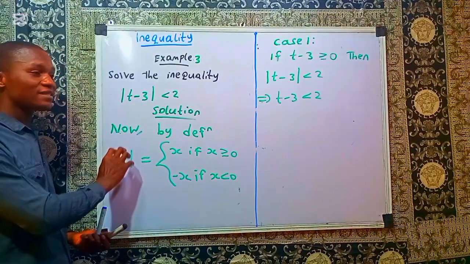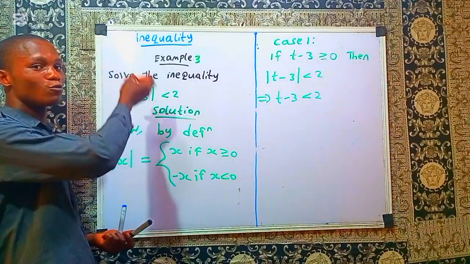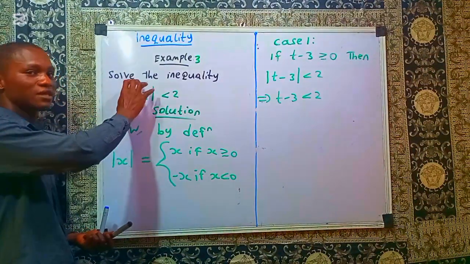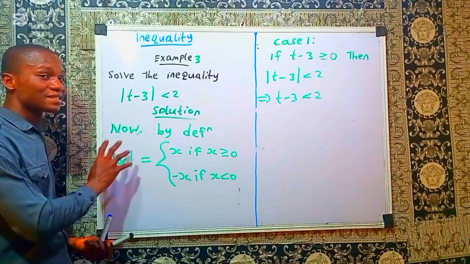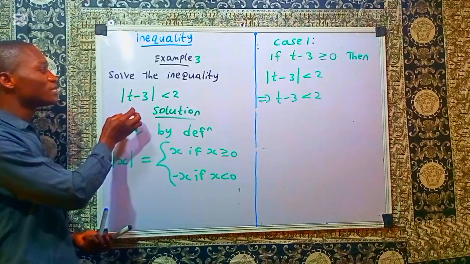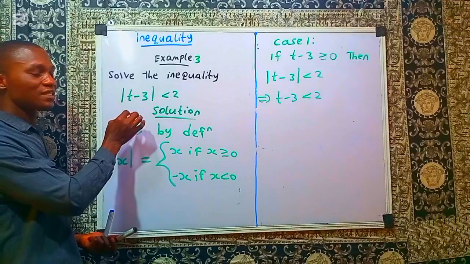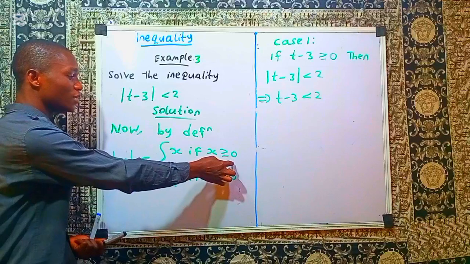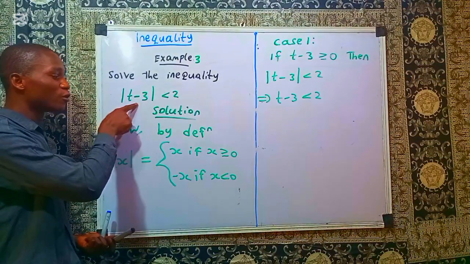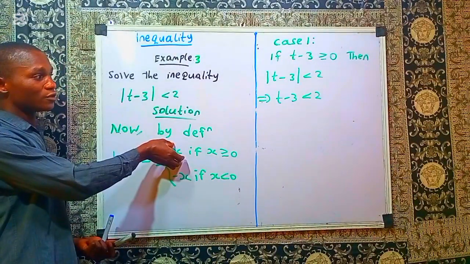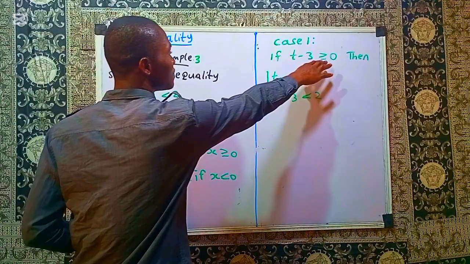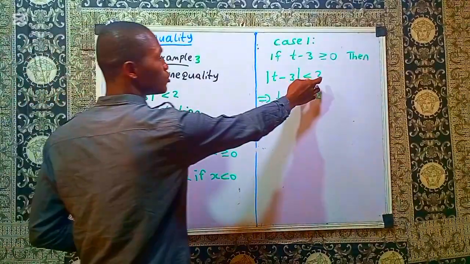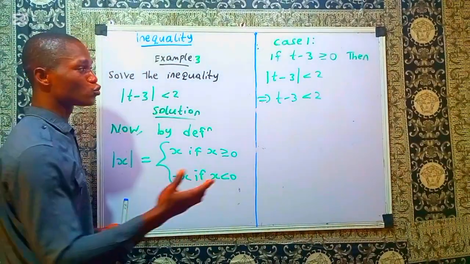So remember, x is the quantity inside the absolute value. What is the quantity inside this absolute value? The quantity inside this absolute value is t minus 3. So t minus 3 is acting as x in this definition. So which means that in case 1, if this quantity inside the absolute value is greater than or equal to 0, then by definition the absolute value of it will be the same quantity. So I say if t minus 3 is greater than or equal to 0, then absolute value of t minus 3 will be the same thing as t minus 3, and we are going to have less than 2, as we have it here.